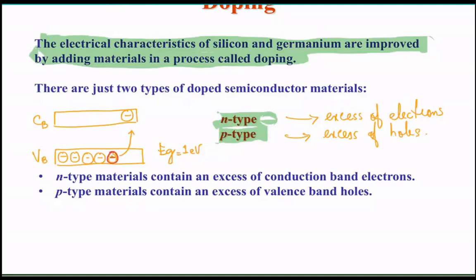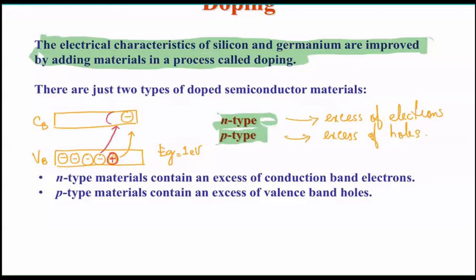Okay, and a hole carries positive charge. Similarly, when this electron moves here, this will become a hole. So the absence of an electron is basically a hole. Holes are positively charged, and electrons are negatively charged. Okay, holes and electrons, they both can take part in conduction.